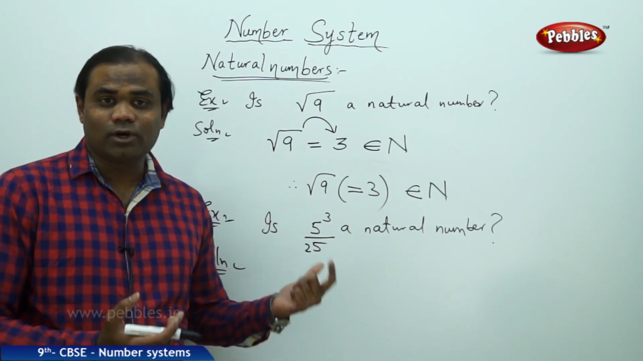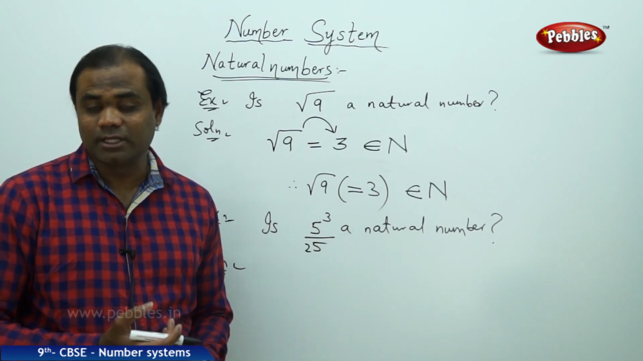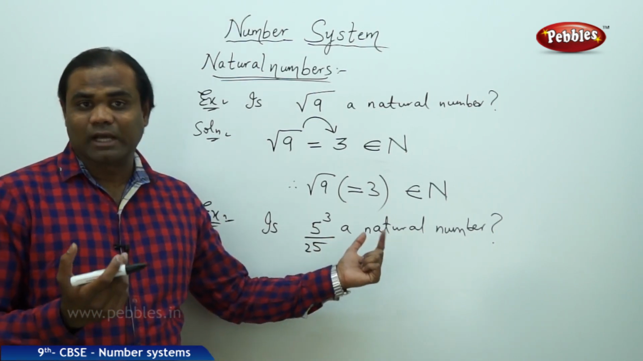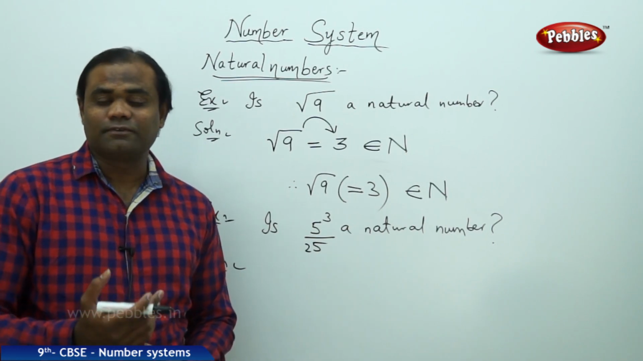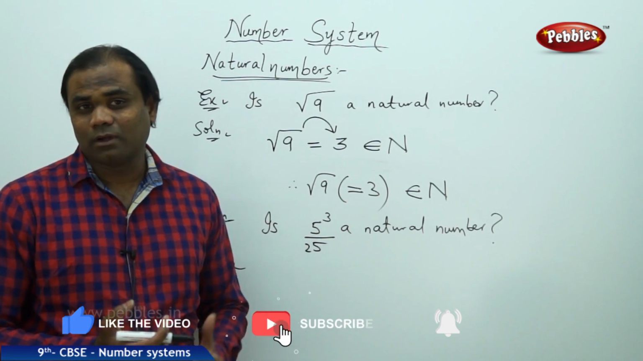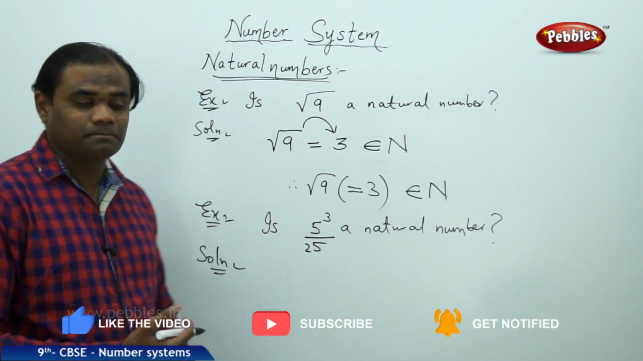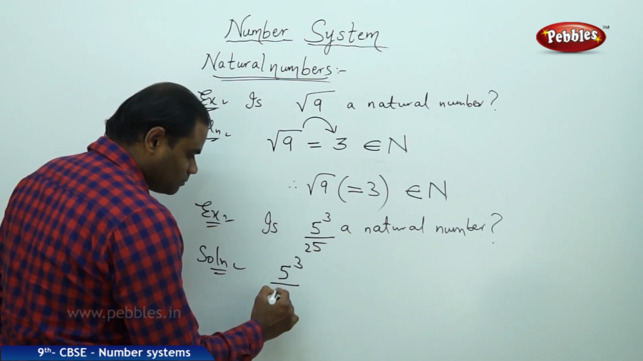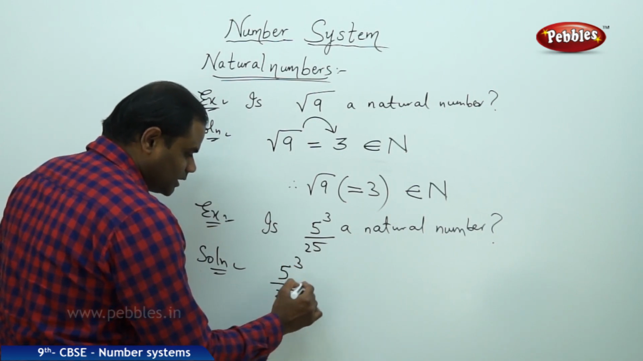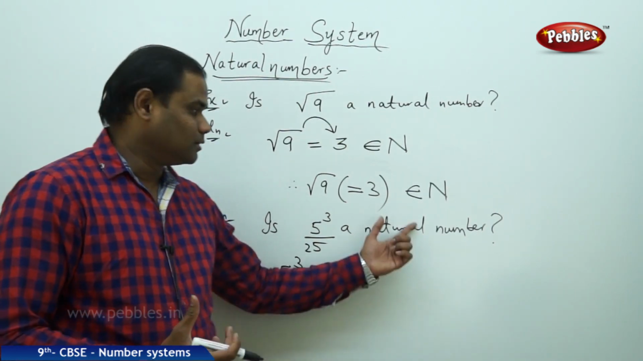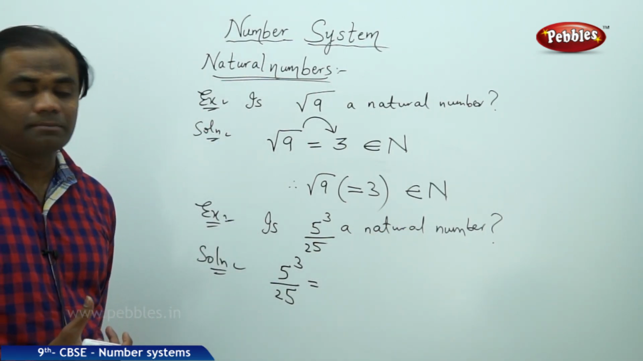So the first thing I do is try to reduce this to the most simplified form, and then I identify the final justification of whether this number is a natural number or not. So let me take the given problem, 5 cubed by 25, and simplify this further and then justify on this natural number concept.